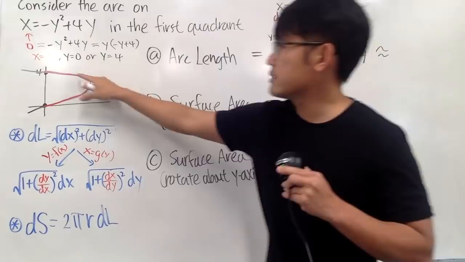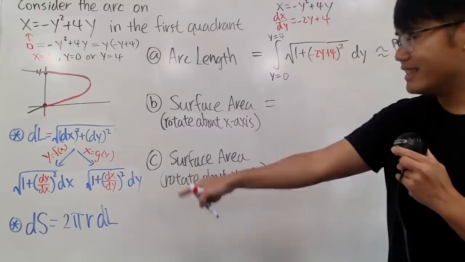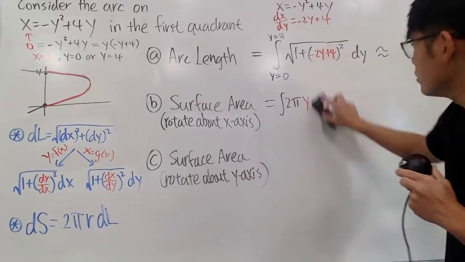So it goes like this, right? Take this and then rotate, you get the whole thing. So when you rotate about the x-axis, the radius is y, and we just put that down. Integral 2 pi y, and let me also write down the dl for you guys, but in blue though, right?